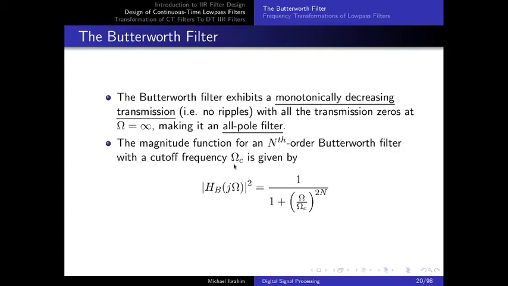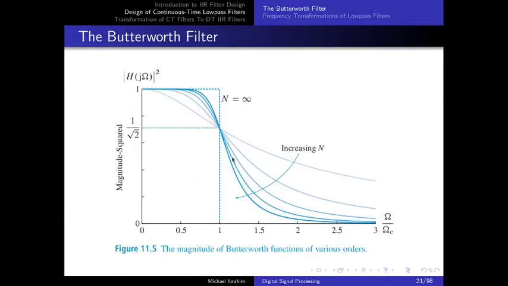And omega c is the cutoff frequency, and this is the magnitude squared of the frequency response, 1 over 1 plus omega over omega c to the power 2n. Omega is a frequency variable, and omega c is a constant, which is the cutoff frequency. And as we can see over here, this is the normalized frequency, omega over omega c, normalized with respect to the cutoff frequency. So here, this one represents omega equal to omega c. And at this frequency, the magnitude response is always 1 over square root of 2.